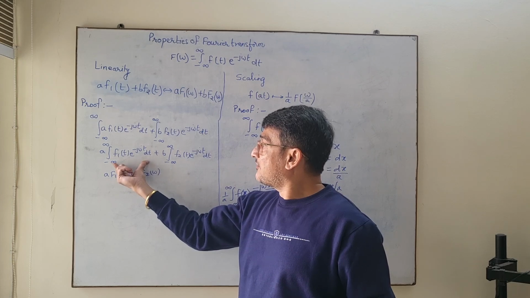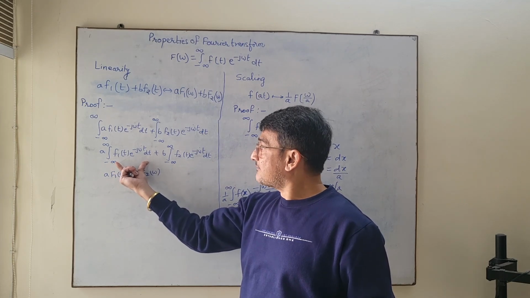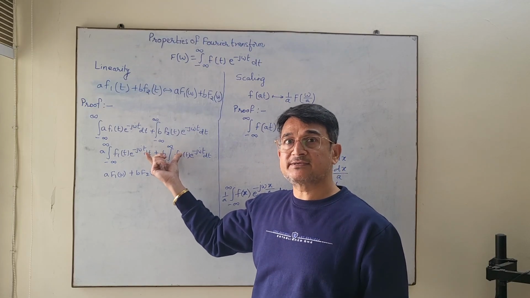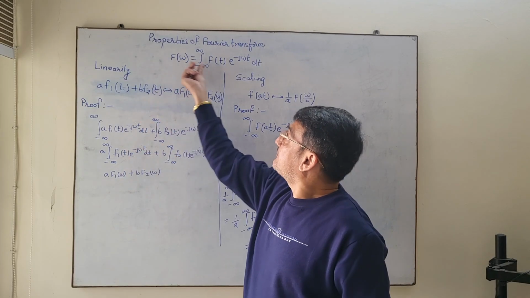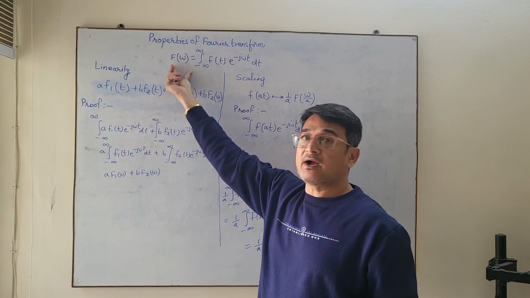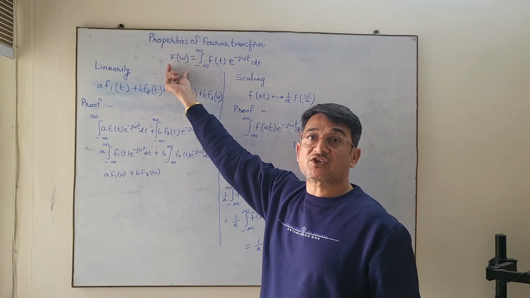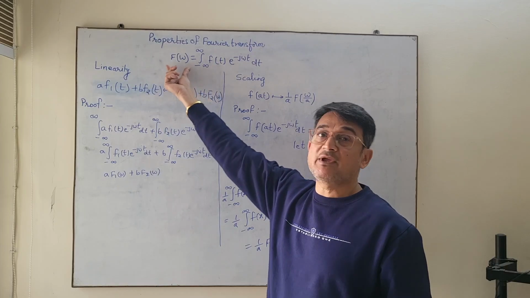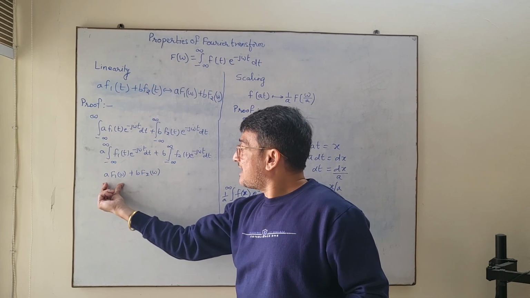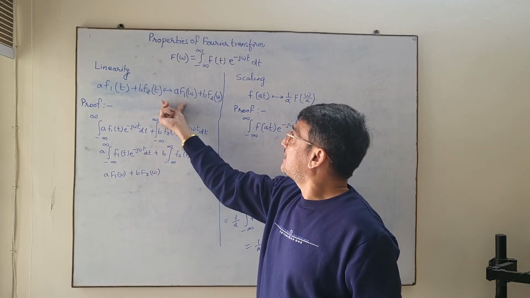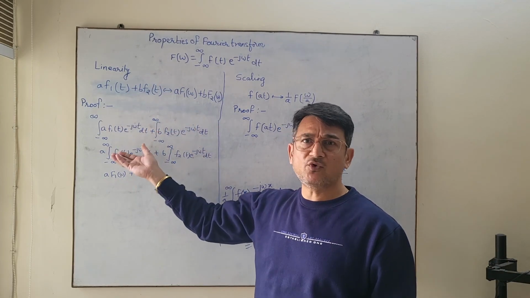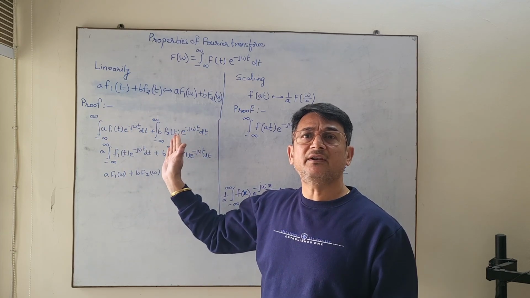The remaining part will be the integral from minus infinity to infinity of f1(t) e to the power minus j omega t for the first function, and f2(t) for the second function. So if f(t) e to the power minus j omega t has a Fourier transform F(omega), f1(t) will have Fourier transform F1(omega) and f2(t) will have Fourier transform F2(omega). So the transform will be a F1(omega) plus b F2(omega). This is the statement of the linearity property. This is a very simple proof, and you can easily prove it in the exam.